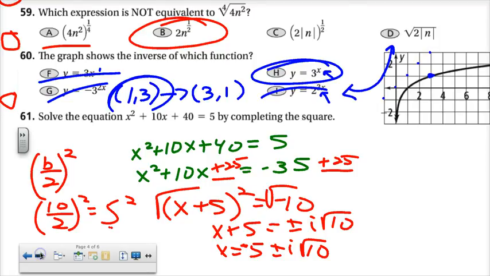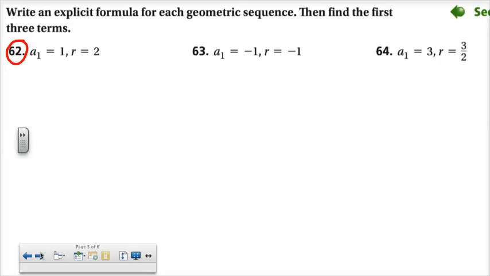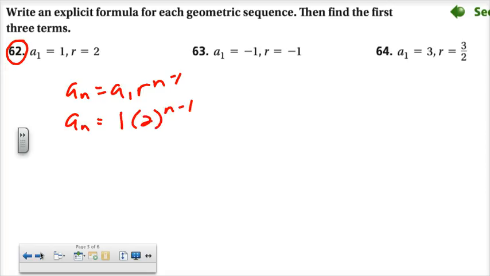All right. Next one up here, write an explicit formula for each geometric sequence, then find the first 3 terms. Well, to write a geometric sequence, all we need is the first term and r, and that's exactly what they gave us. So the first term is a 1, and r is a 2, and the 1 really doesn't need to be there, so if we pretty this up a little bit by simplifying it, it's just 2 to the n minus 1, that's it. And they want the first 3 terms. Well, the first term was a 1.